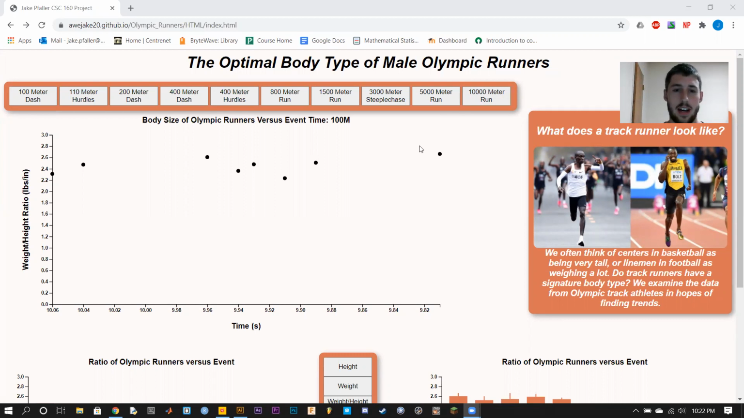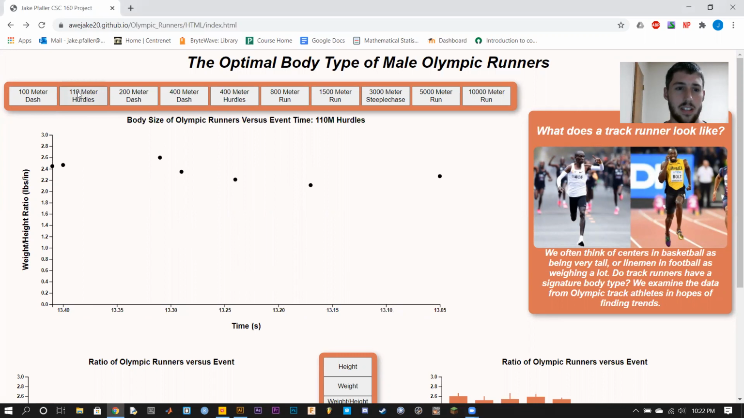So the first graph I have here on my dashboard is a graph of the ratio of the runner's weight to the runner's height, as a function of the time that they ran their events. And this data is pulled from the 2016 Olympic finalists. So I'll just go through all the tabs I have here, and we can select the event that we want to look at out of the 10 running events.